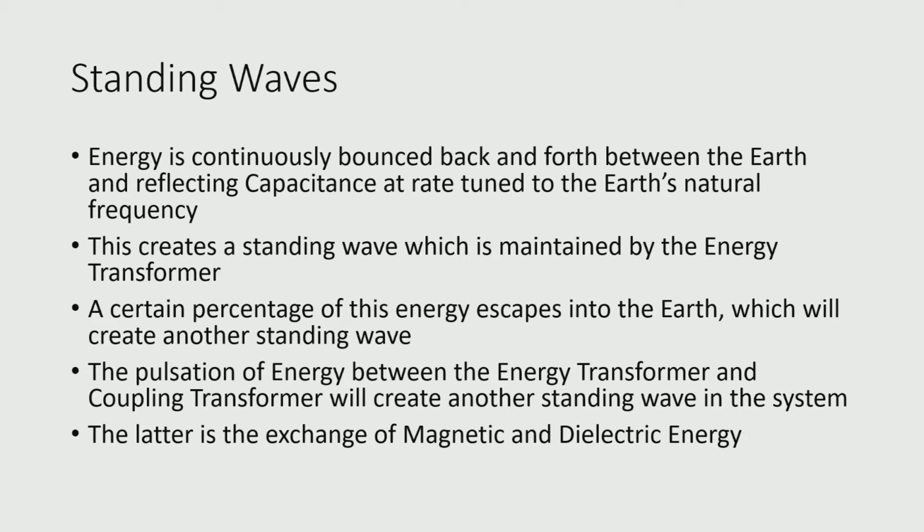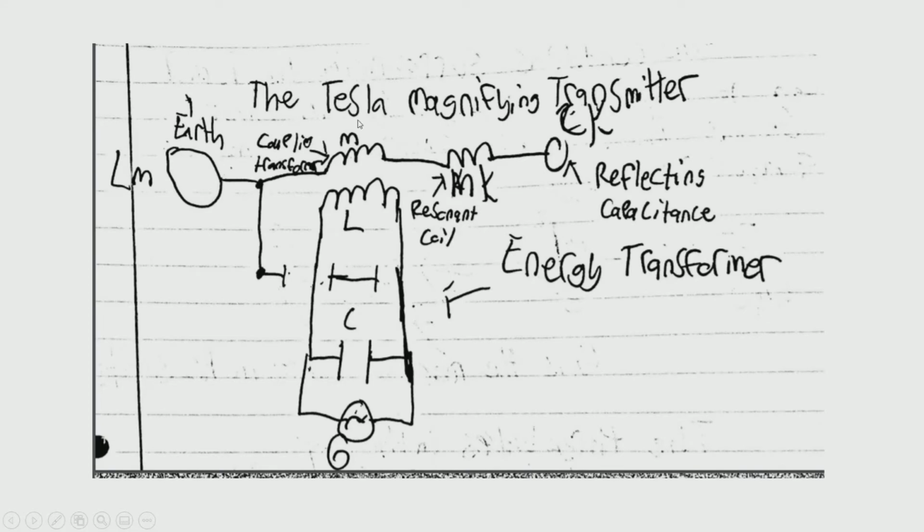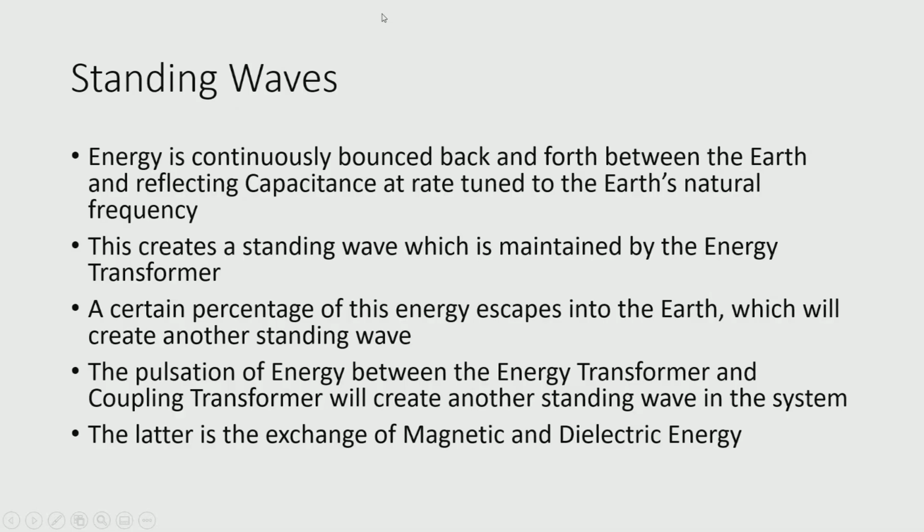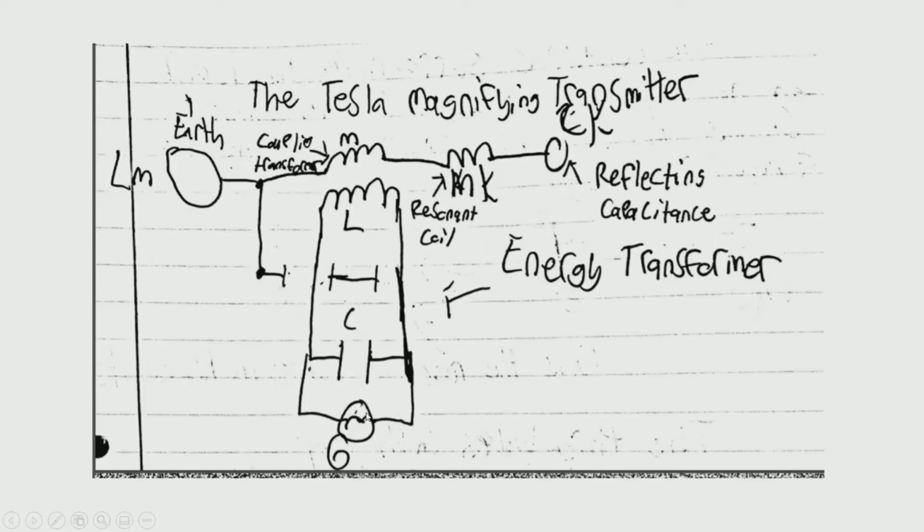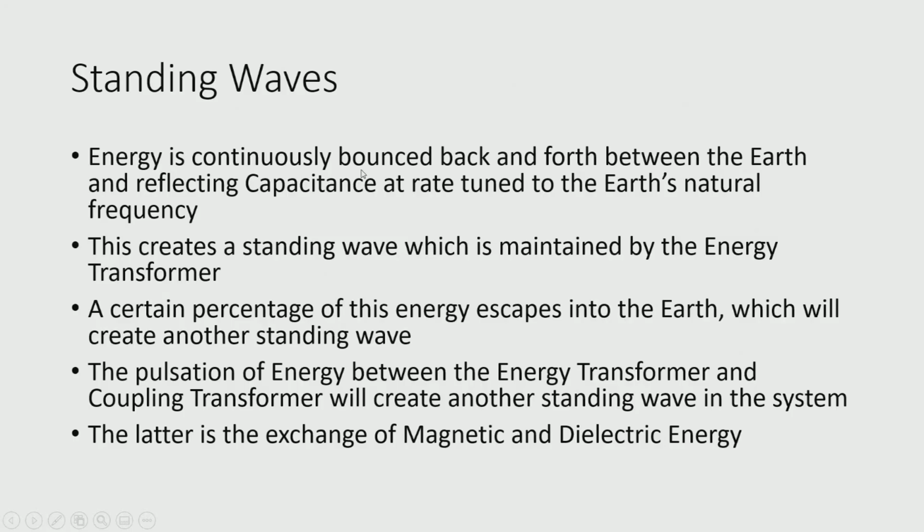So the energy that escapes into the earth is good because this is going to create another standing wave, like I was showing on my other slide, between the transmitter and the receiver. So this is going to be our actual usable energy. And then the third standing wave is going to be the pulsation between the energy transformer, so this L right here, and this coupling transformer. This transmission right here, the L and the M, is signifying the exchange of energy between the dielectric and magnetic energy.